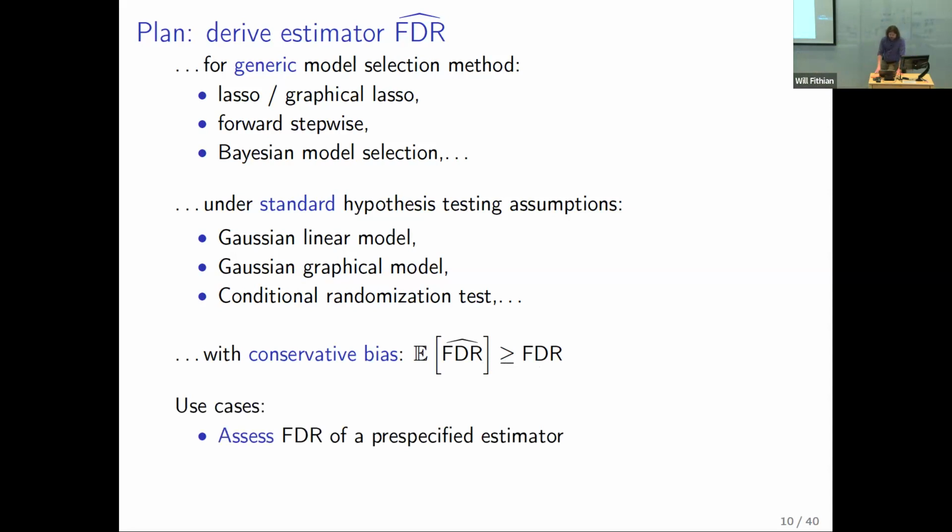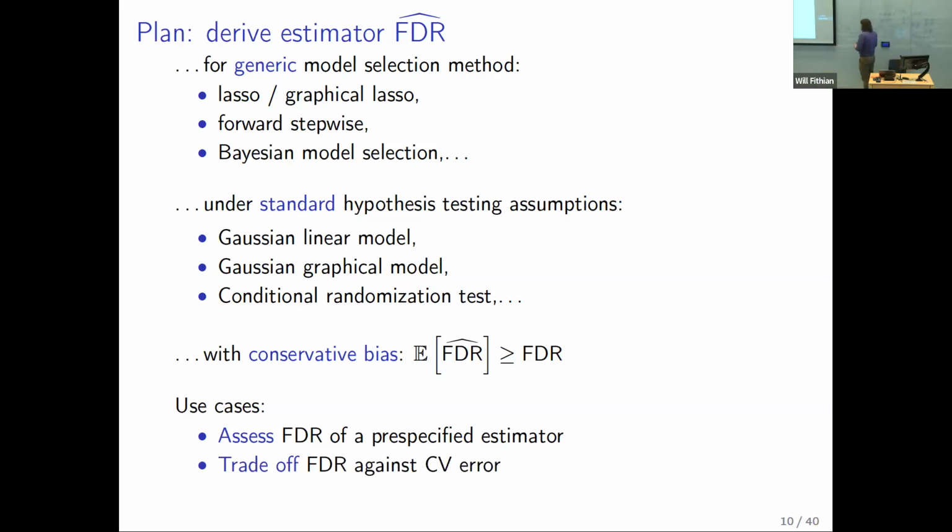Okay, so the use cases of this that we envision. We might just have a pre-specified estimator. Maybe we're just going to use lasso with some kind of automatically selected lambda, either a fixed lambda or lambda selected automatically by cross-validation. And maybe we just want to assess what is the false discovery rate of that estimator before we go in and start interpreting the signs of the estimated variables.